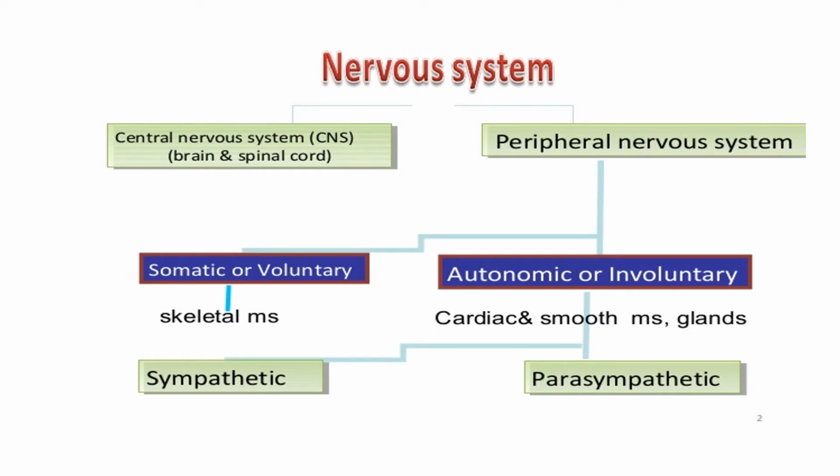As you know, in the peripheral nervous system we have somatic or the voluntary, it supplies the skeletal muscles. Autonomic or involuntary, supplies cardiac and smooth muscle. This autonomic nervous system is again divided into sympathetic and the parasympathetic.